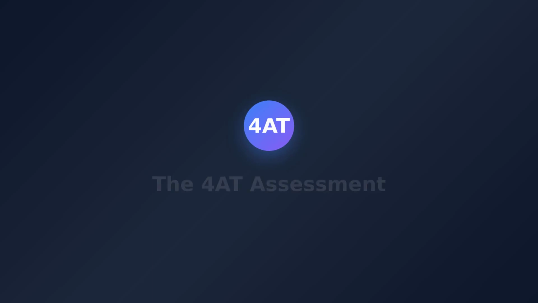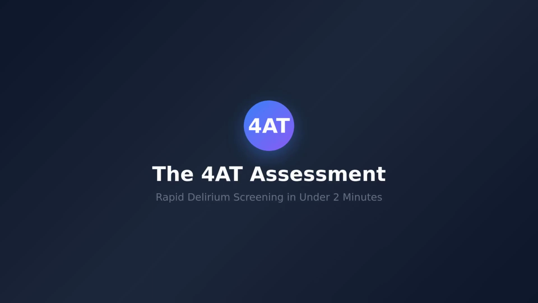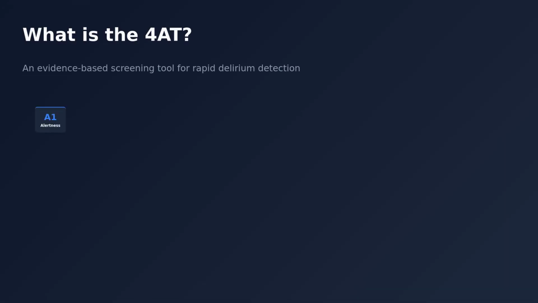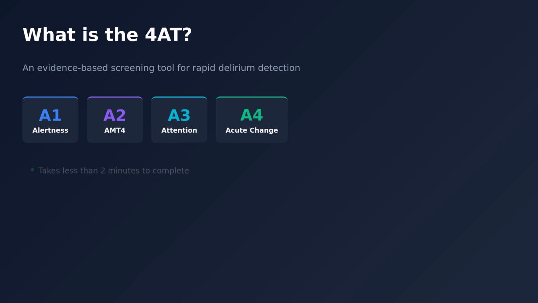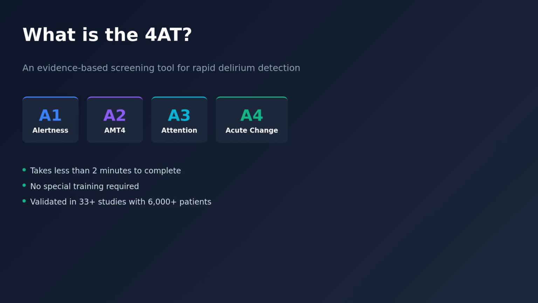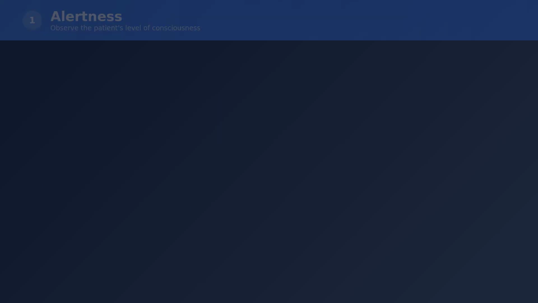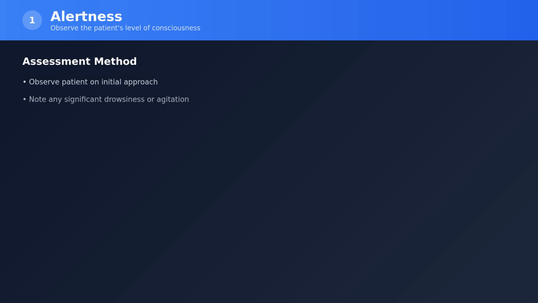The 4AT, a rapid delirium screening tool you can complete in under 2 minutes. The 4AT is an evidence-based screening tool for detecting delirium. The 4 A's stand for alertness, AMT4, attention, and acute change. It requires no special training and has been validated in over 30 studies with more than 6,000 patients.